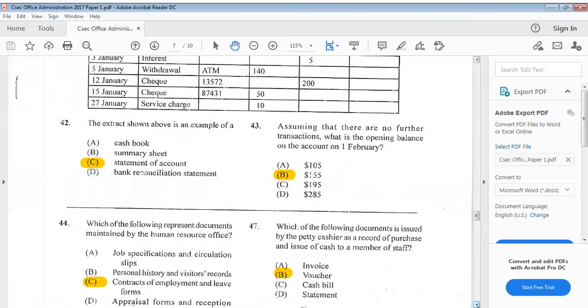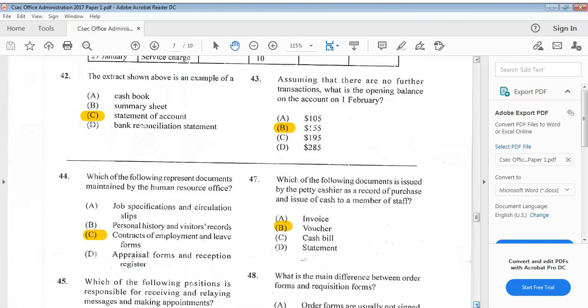44. Which of the following represent documents maintained by the Human Resource Office? A, job specification and circulation slips. B, personal history and visitors records. C, contracts of employment and leave forms. Or D, appraisal forms and reception register. Our answer would be C, contracts of employment and leave forms.